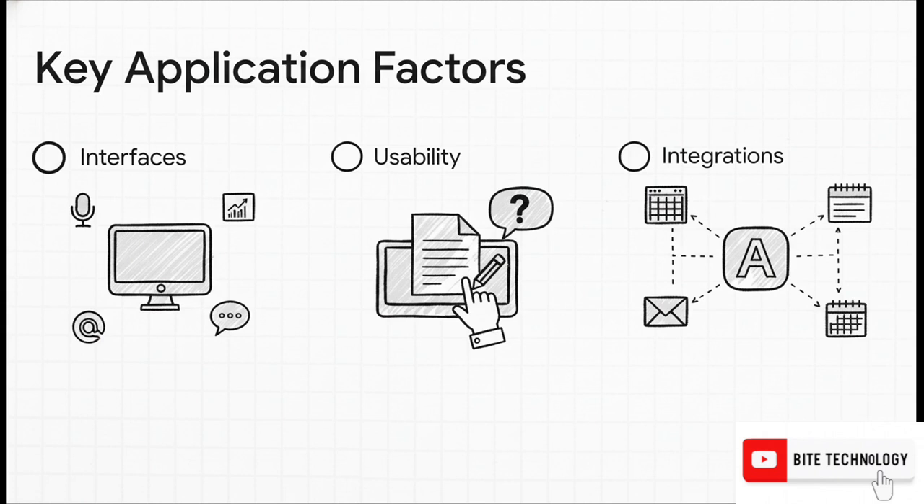Maybe our researcher wants to upload a chart or a diagram. Second, usability is just critical. Can the user easily tweak the AI's output? And, super important, does the tool show its sources and citations? And finally, integrations. Does our tool play nicely with the other software our researcher is already using every single day?